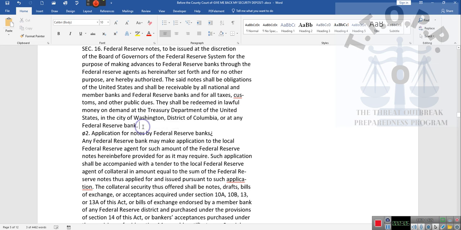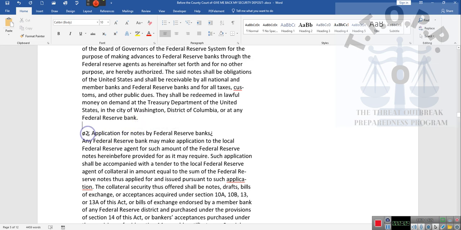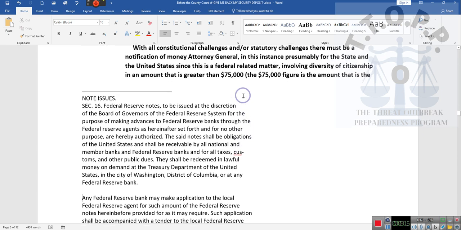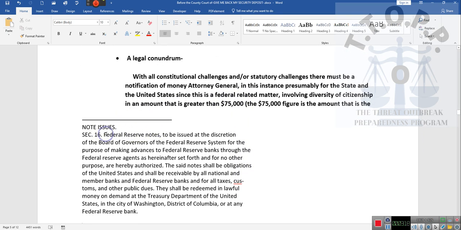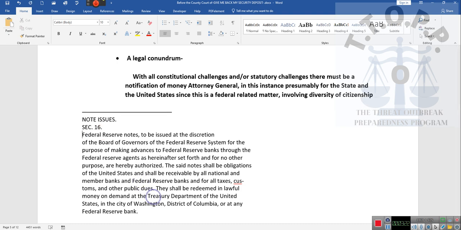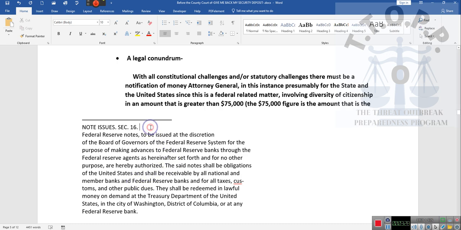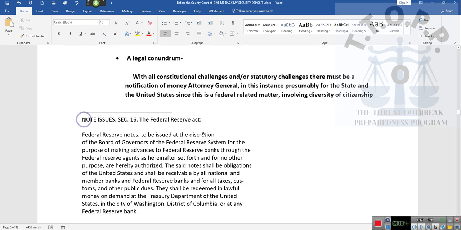We're gonna get rid of that. Do that. We're going to get rid of this. We've got one more to get rid of. Do that right there. Go up here. Watch this. On the Federal Reserve Act, colon. I've got to take all of this.